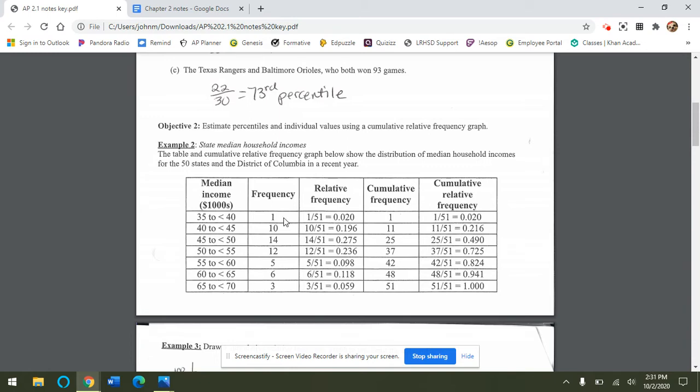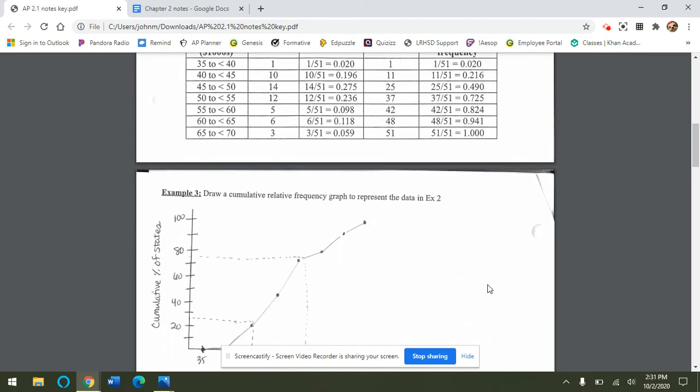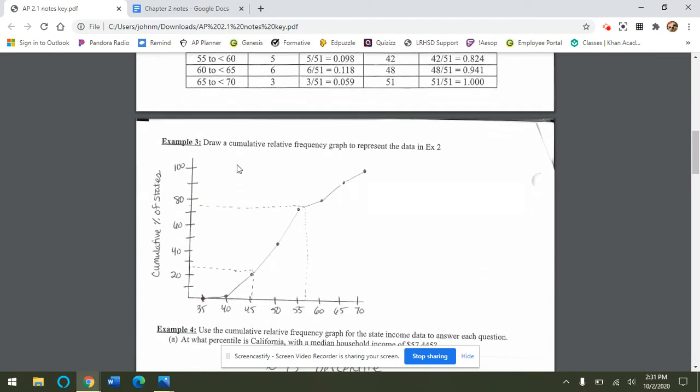By the time we get to here, it's 1 plus 10 plus 14. So up to 50,000, starting at 35,000, up to 50,000 is 25. Your cumulative relative frequency is when you then divide it down to a decimal. All right. So what I've done is I first drew a cumulative relative frequency graph, and I did a bad job because I forgot to label before I copied this.